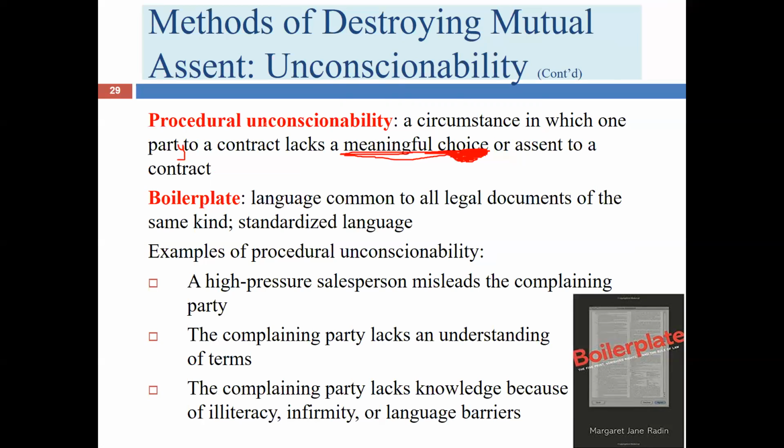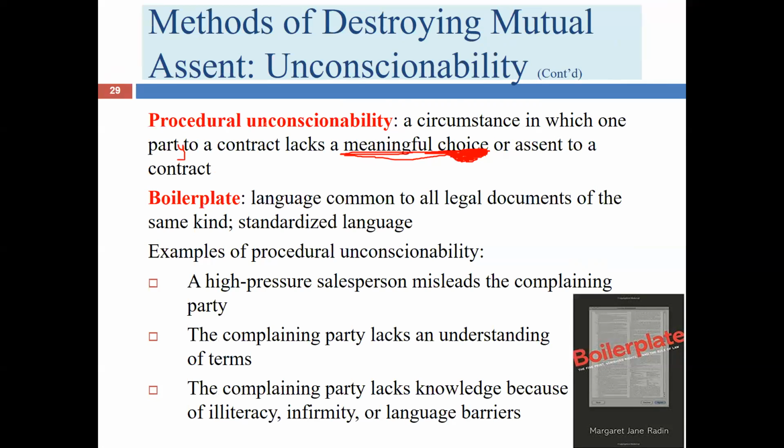Or maybe I am putting high pressure sales on you. Maybe you're away from family and friends and I'm really putting the screws to you and, oh, you need to sign right now, you need to sign right now. And you're really, really stressed. That would be an example. In a really extreme case, that could be duress, but in a maybe somewhat less extreme case, maybe that's just unconscionability. Those would be examples of procedural unconscionability.